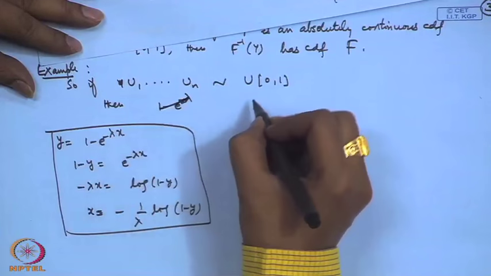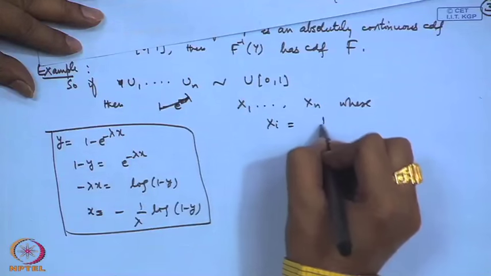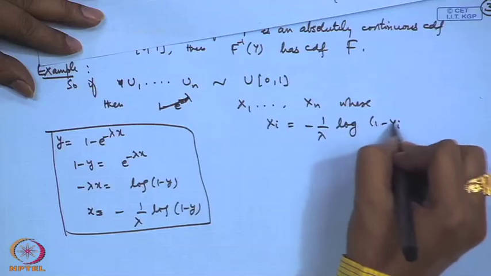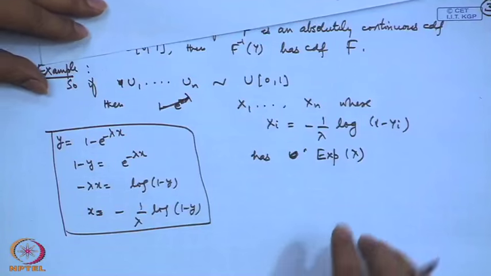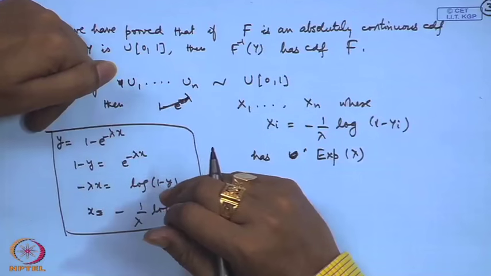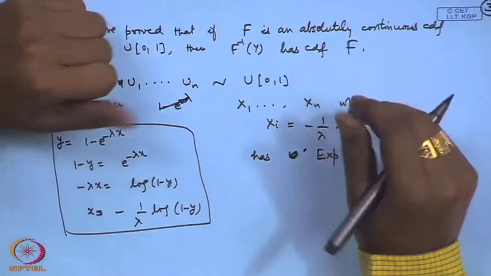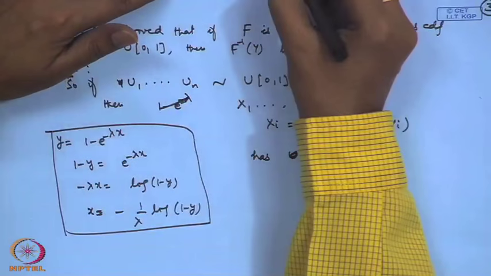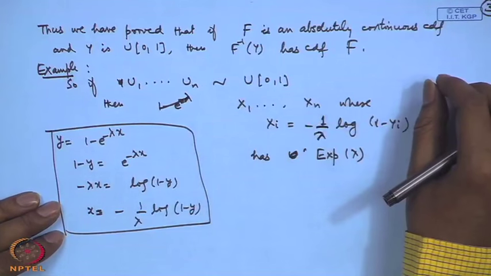Then if I consider the random variables X1, X2, ..., Xn, where Xi is equal to minus 1 by lambda log of 1 minus Yi, then this has exponential lambda distribution. So, this method helps us to generate random samples from various distributions, at least for those for which F inverse is in a closed form. If F inverse is not in a closed form, then of course, the method becomes difficult. For example, for the normal distribution, we look at some other transformations, because many distributions are related to each other, and the normal distribution can be generated through some other transformation. So, there are methods available for that. Maybe in one of the classes, I will briefly touch upon the simulation part also.